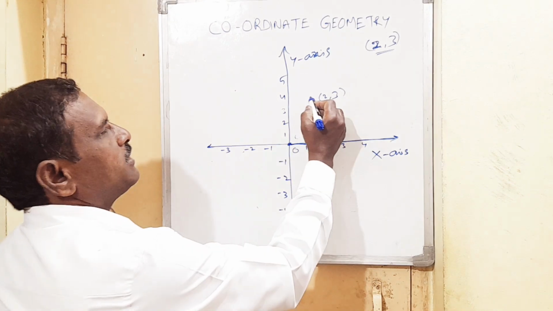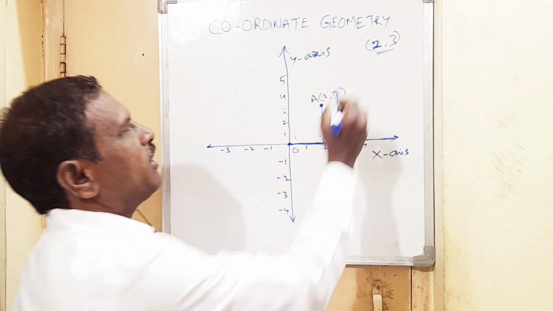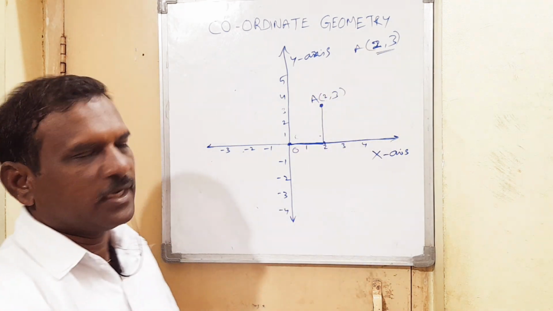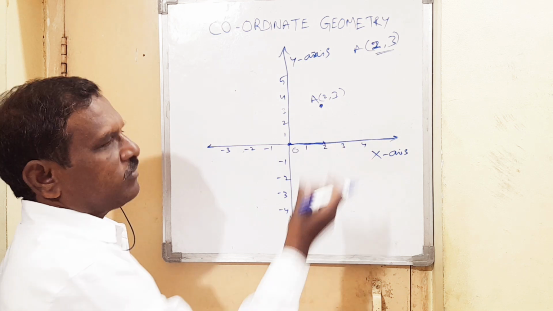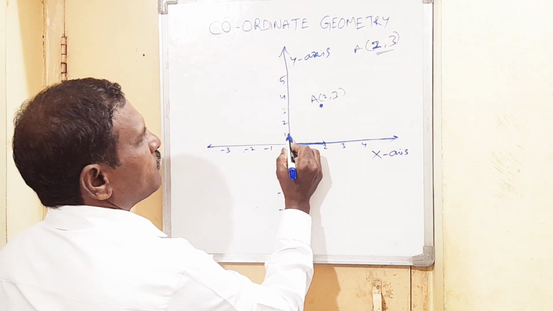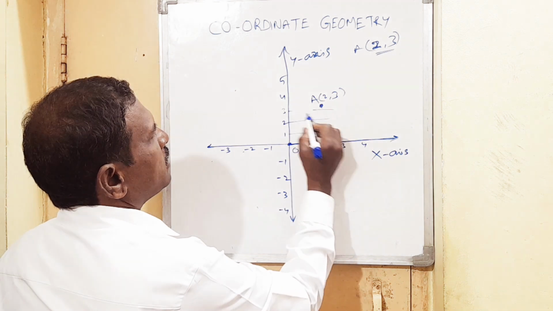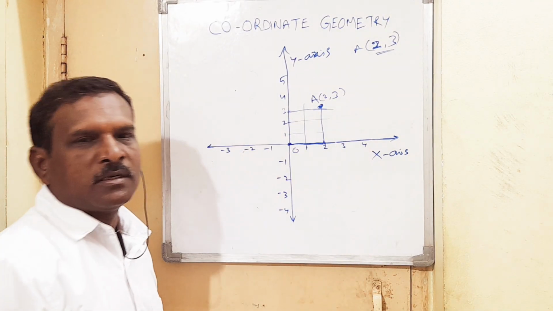Points are denoted by capital letters. You can take either A or B, whatever the capital letters. So this point A is (2, 3). Like this we can plot. In a graph, it will be very clear. So the graph lines are like this, 1, 2, 3, like this. So then this is (2, 3). This is the point. Okay.